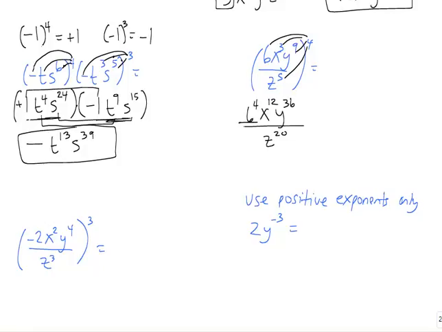If you want to evaluate 6 to the 4th, 6 times 6 times 6 times 6, that's kind of a large number. So you could either leave it as an exponential or you could use your calculator to figure it out. 6 to the 4th turns out to be 1,296. So this is 1,296 x to the 12th, y to the 36, all over z to the 20th.